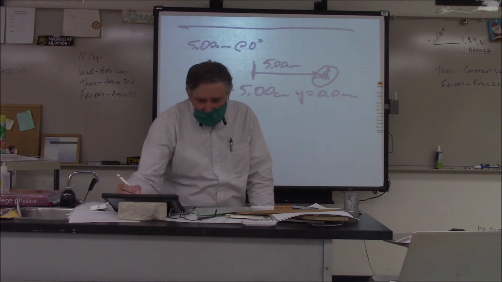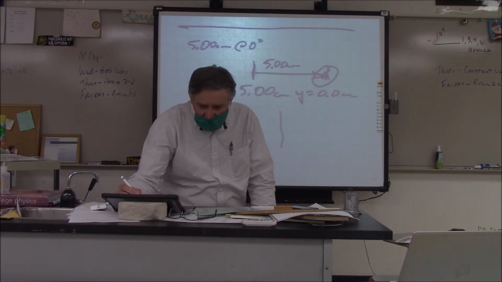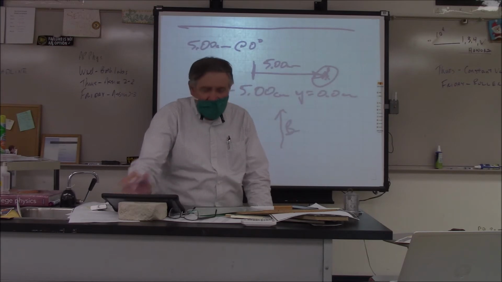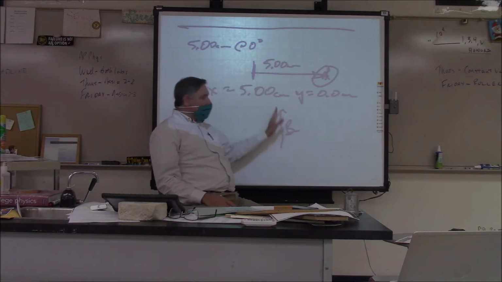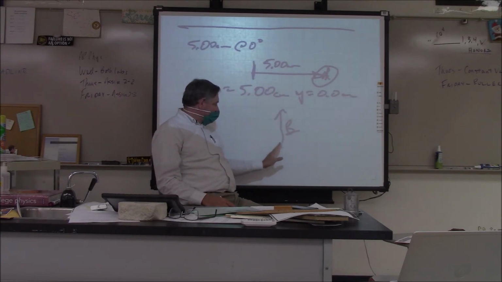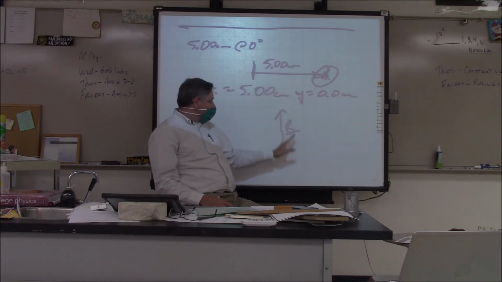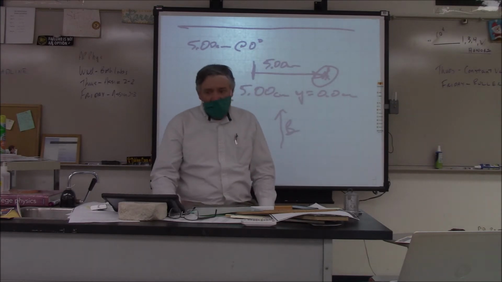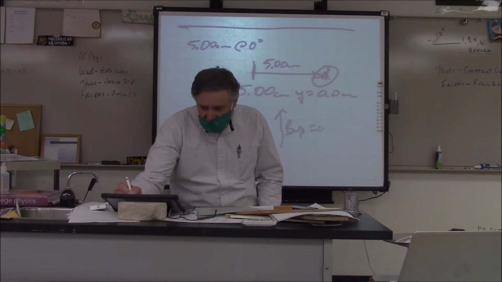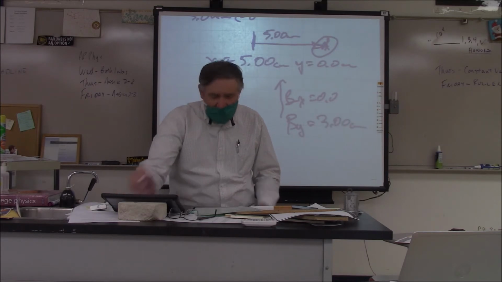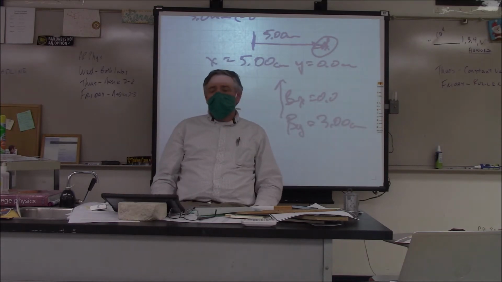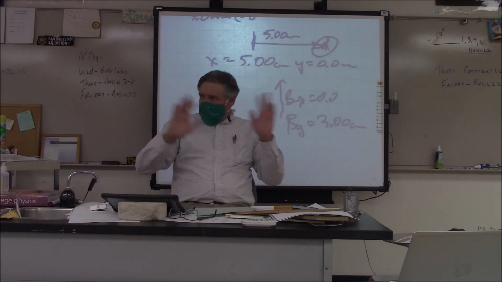Now, B is the same thing. B is just all in the y direction. So B has nothing in the x direction, and all of it in the y. So B's x component is going to be 0, but the y component is going to be 3 centimeters. Okay? All well and good, right? That's if they're all on one axis.